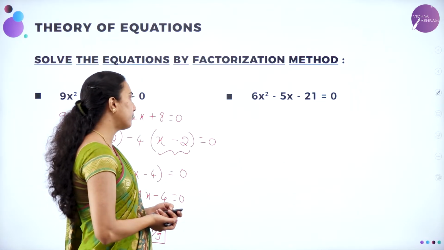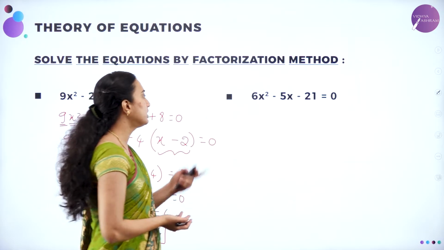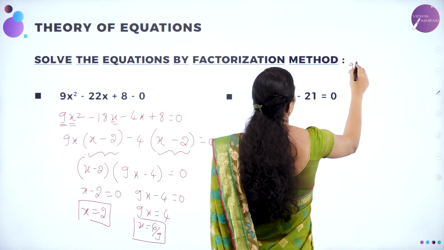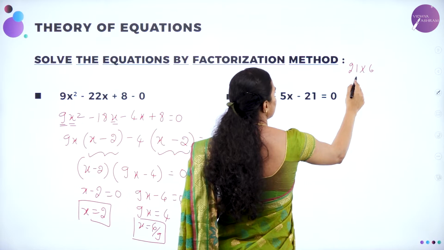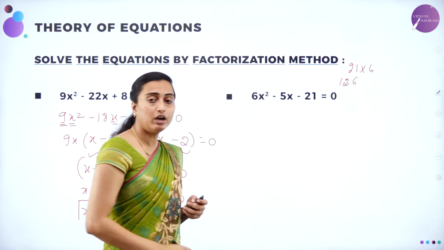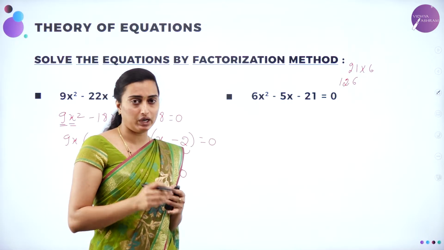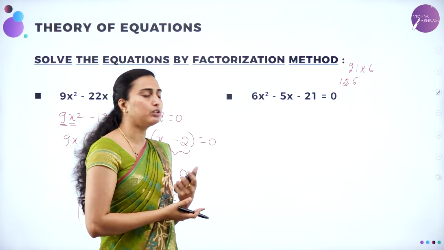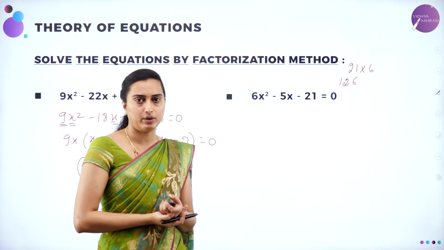6x squared minus 5x minus 21. So what is 21 into 6? 21 into 6. 6 1s are 6. 6 2s are 12. 126. Now if you multiply, you should get 126. If you add or subtract, you should get minus 5x.